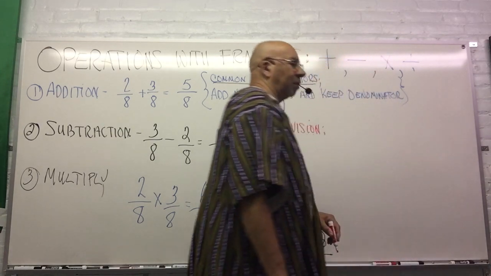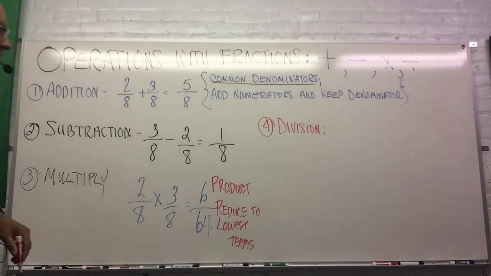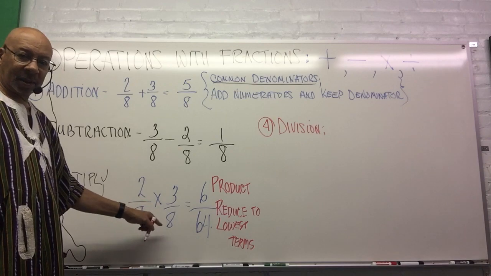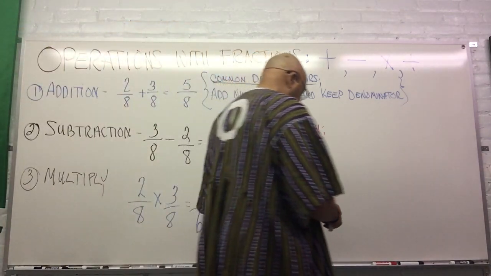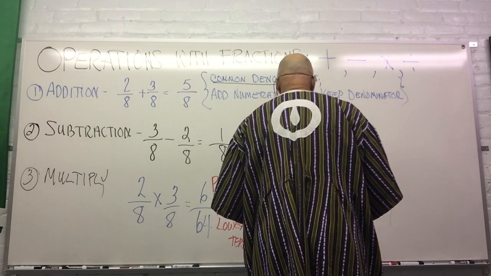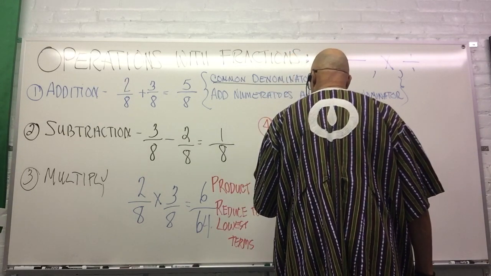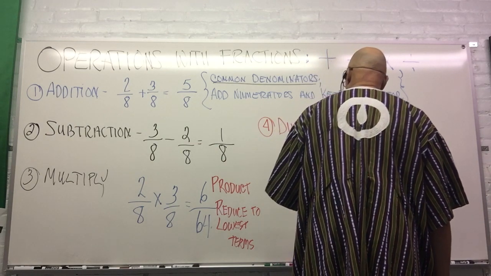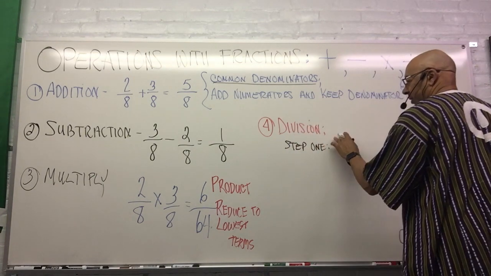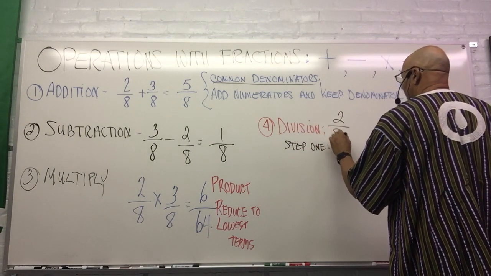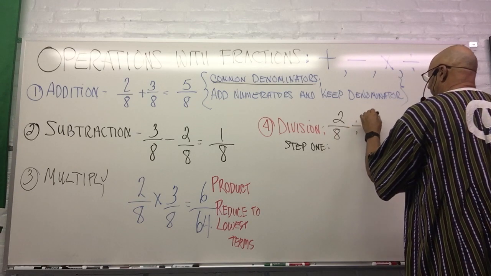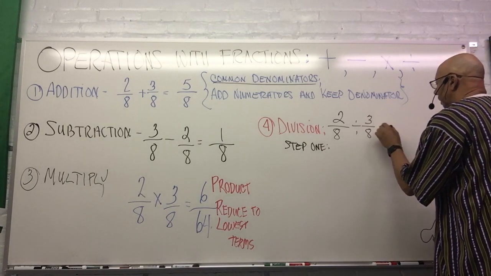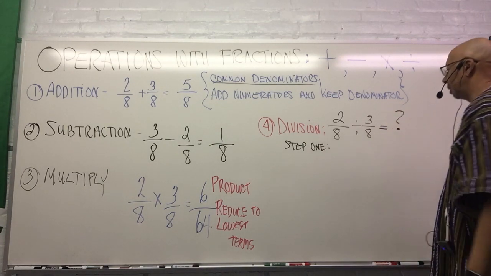Now, division is a two-step process. Step one, let's say we take the same pizza example. Division has two steps, and once you get to two steps, you're going to be fine. Step one. Let's say I'm going to write the division problem. This is it. 2/8, the pizza part that you ate, divided by 3/8, what your friend ate. And we want to know what is the answer to that division.